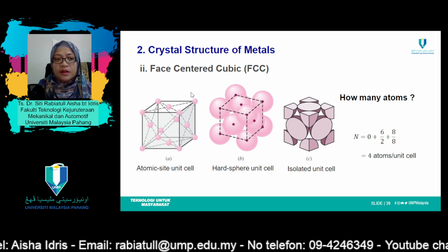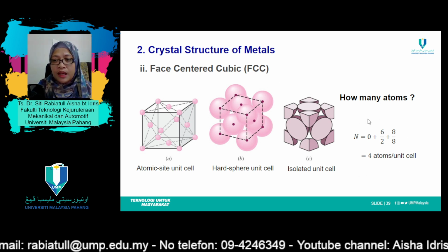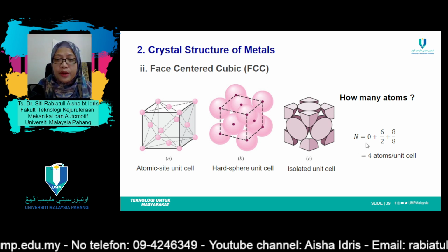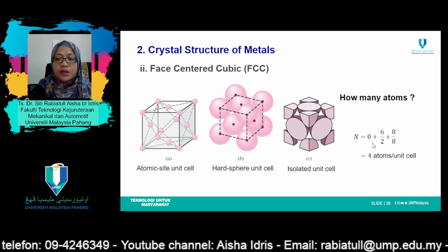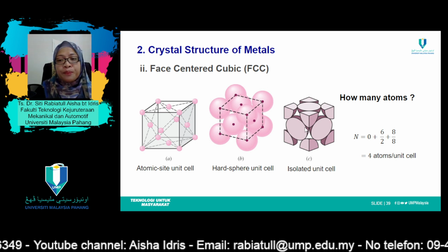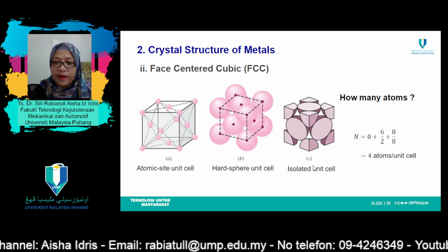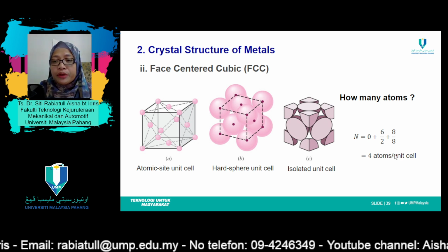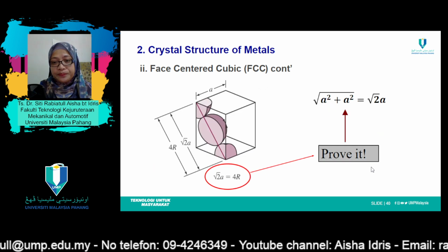Okay, the number 3 is FCC. Again, you need to calculate its number of atoms. It equals, are there any internal atoms? No, so 0. Plus, are there any face atoms? Yes, there are 6: 1, 2, 3, 4, 5, and 6 at the bottom. Divide by 2, plus 8 because of the corner atoms. Altogether it equals 4 atoms per unit cell.